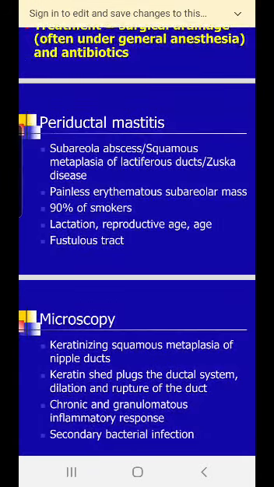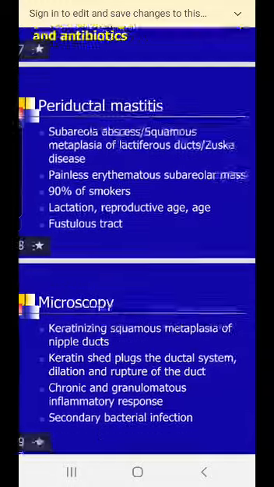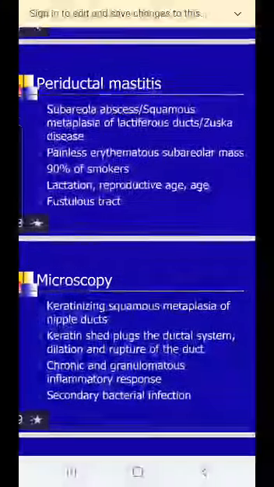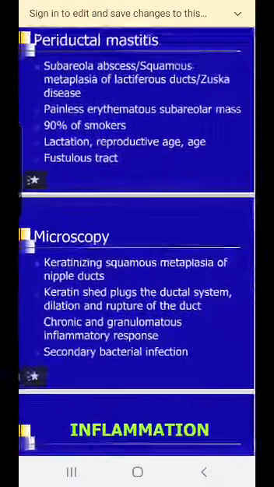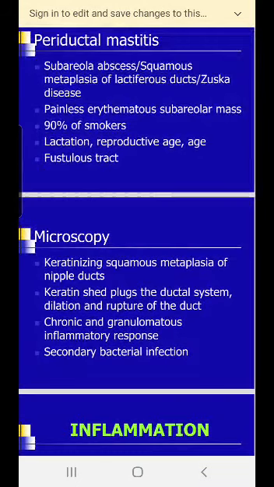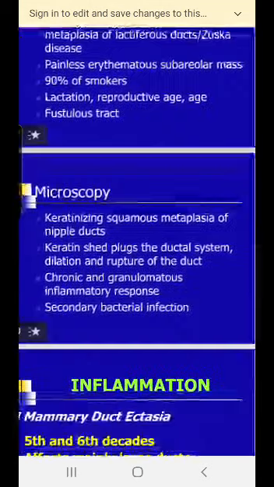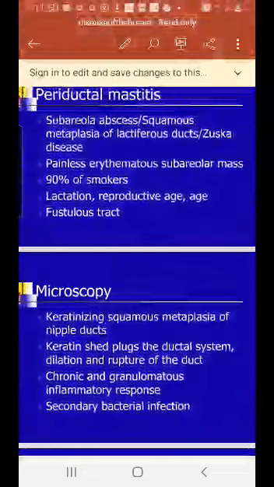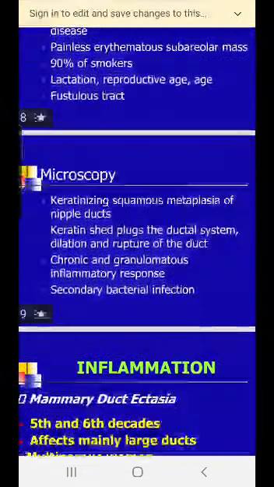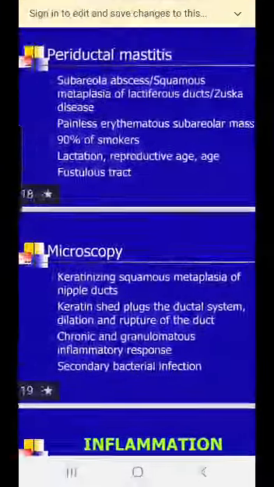Then we have periductal mastitis, in which there is an infarction, or a subareolar abscess, which leads to squamous metaplasia of the lactiferous ducts, and there is a painless erythematous subareolar mass. 90% of the smokers will develop it, and these are of lactation, reproductive age. This might happen when the patient is young, or when a fistulous tract is formed secondary to any sort of infection. So this will lead to periductal mastitis.